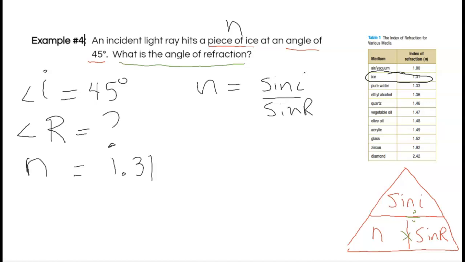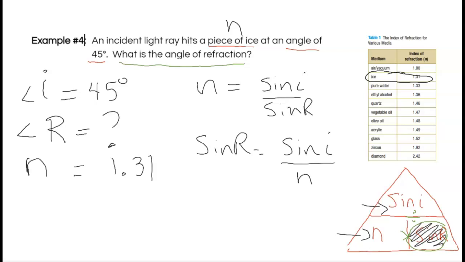So for instance, in this case, I want to get sine R all by itself, which means that I'm going to rewrite this equation as sine of R is equal to sine of I divided by n. Okay, so it's almost like I'm just sort of hiding this and then seeing the arrangement of what is left over.